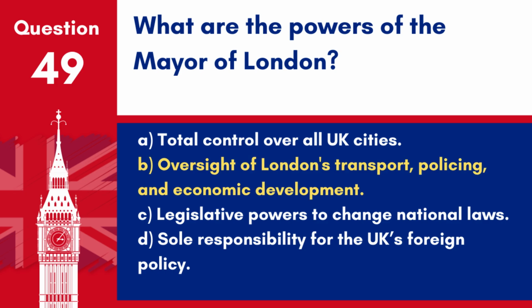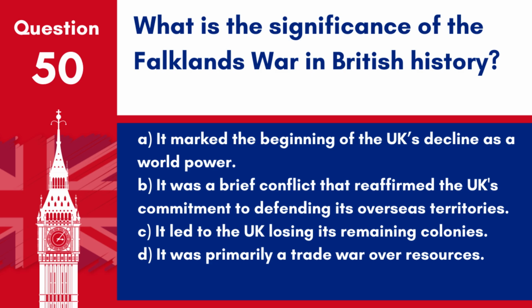Answer. B. Oversight of London's transport, policing and economic development. The Mayor of London has significant powers over key areas such as transport, policing, housing and economic development within the City of London.